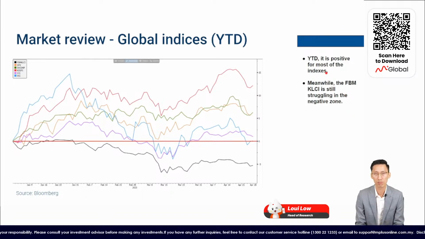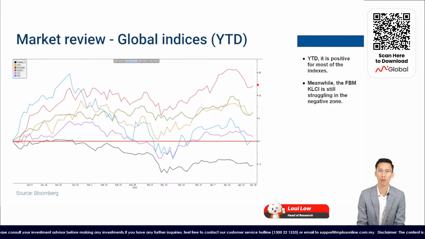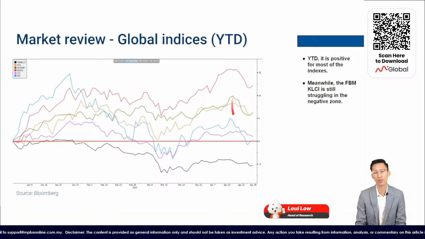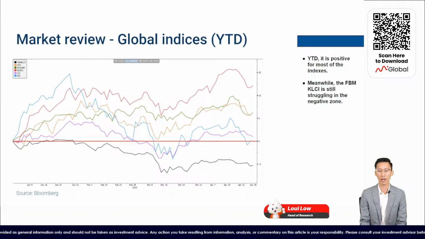So from the global indices point of view, on a year-to-date basis, we can note that most of the US major indices and also the Kospi index are heading higher, and the FBM KLCI is in negative territory. Just to take note. What I'm thinking here is that in the US, we are always referring to technology companies, the biggest corporates in the world, and they are still having some good growth. So we can still rely on and trade within US stocks as of this juncture.